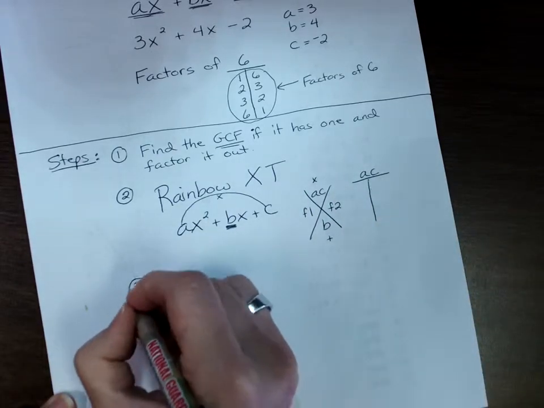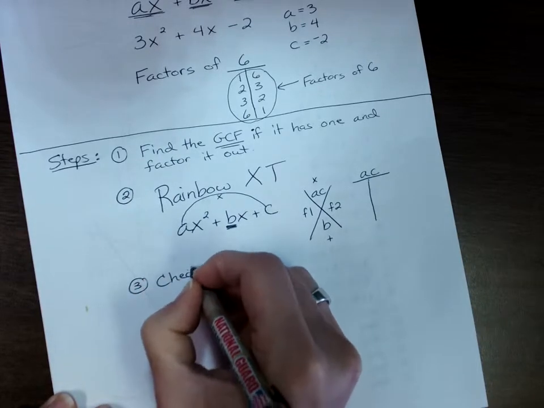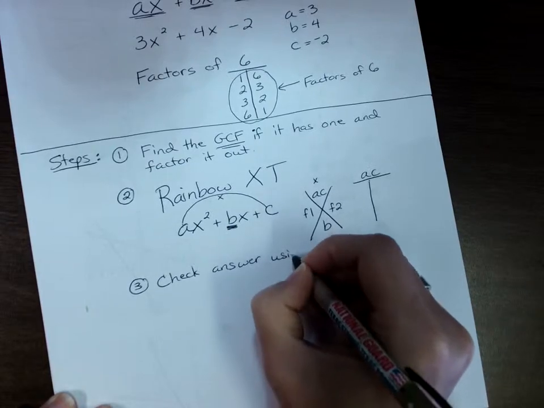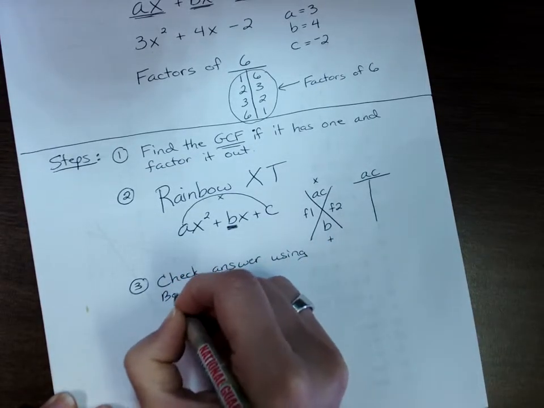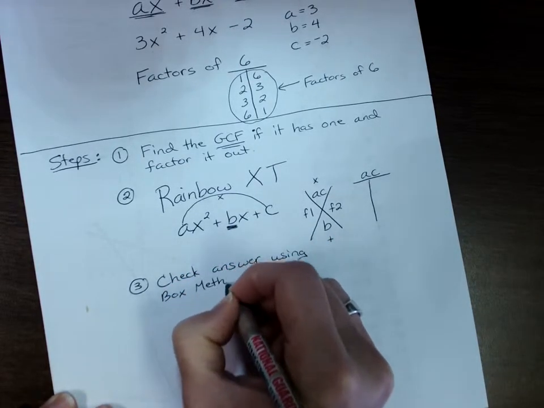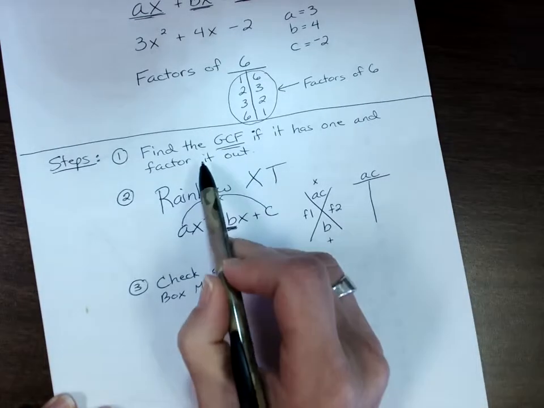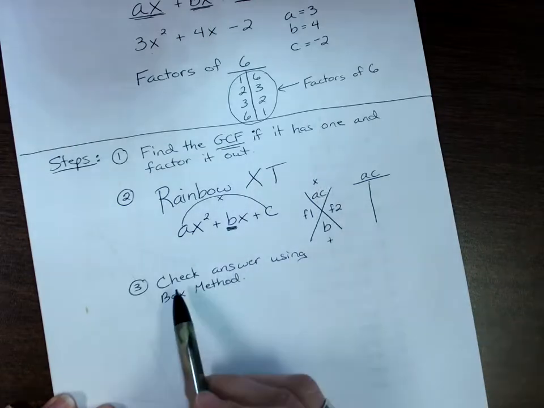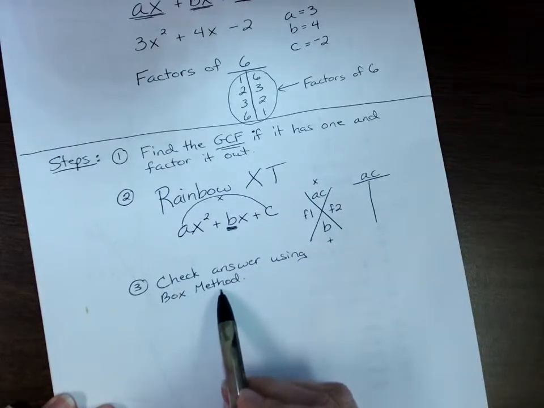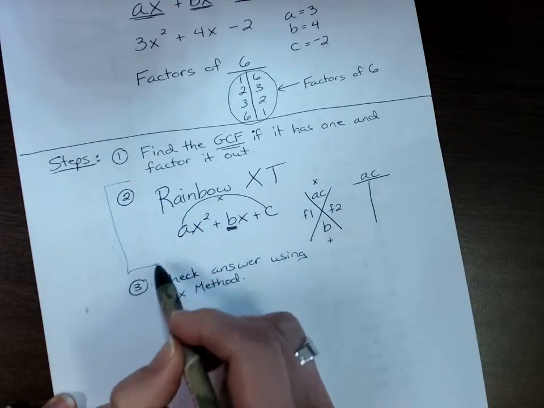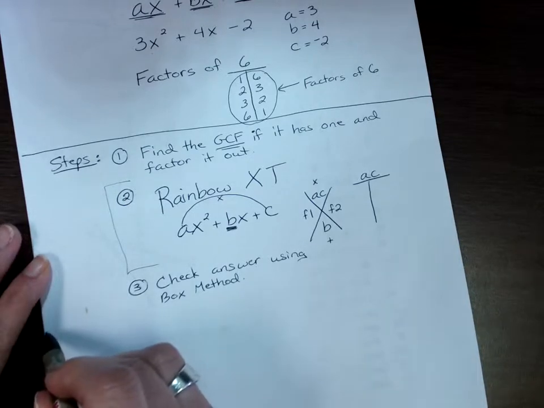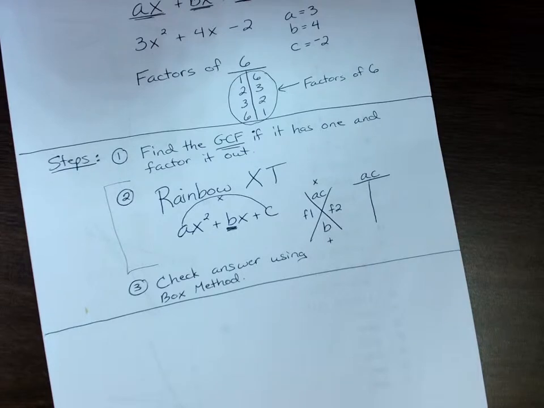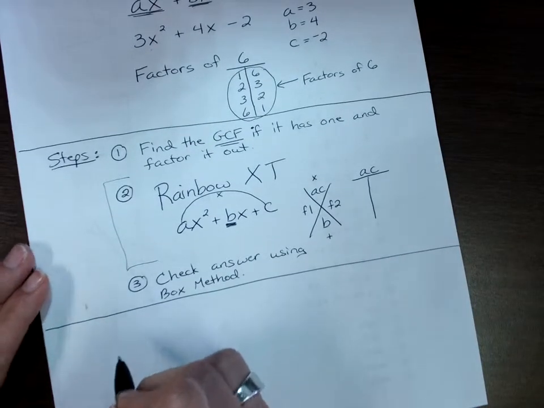So step 3 is to check your answer using box method. After last period, you guys are pretty good at pulling out a greatest common factor, a GCF. And I know you are really good at doing the box method. So really the only new thing is this step 2 right here, which I'm going to show you today. So those are the steps for what we're doing. Now let me show you an example.